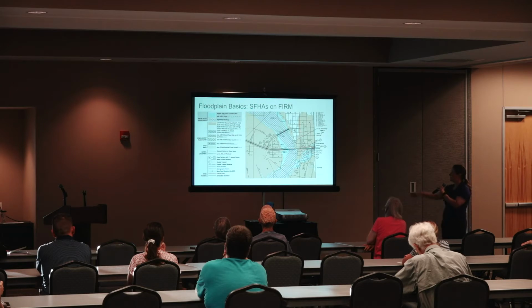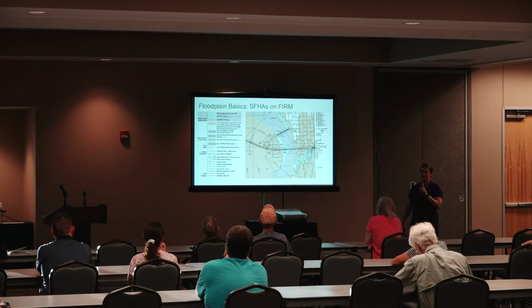The blue area here, as Abram was saying, that's your 1% annual chance. And the red crosshatched area is the regulatory floodway. When you think about a creek or a river flooding, there's always a portion that goes deeper and faster, right? That's what the floodway is in very basic terms.